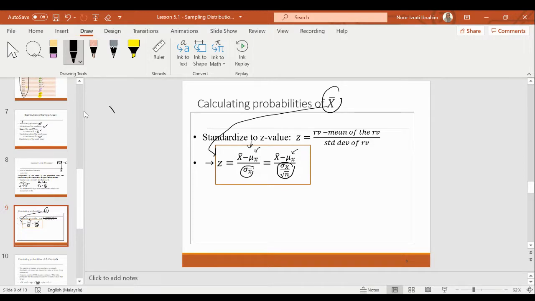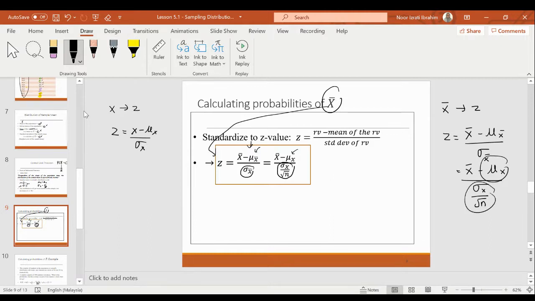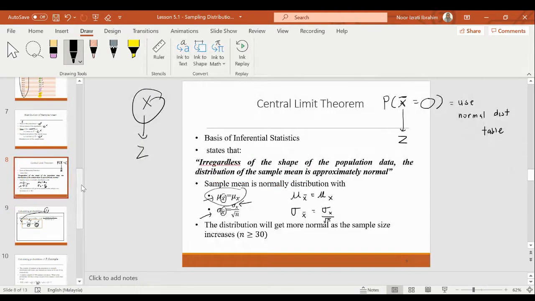Previously, from X to become Z, how do you transform? Z equals X minus mean divided by standard deviation. Now, from X bar to become Z, it will be Z equals X bar minus mean of X bar, divided by standard deviation of X bar, which is equivalent to mean of X divided by standard deviation of X over square root of N. How do we get this? This comes from this theory. You have to follow this theory.